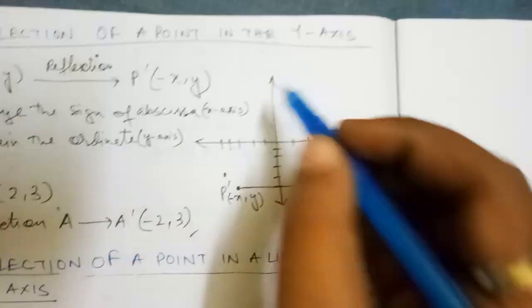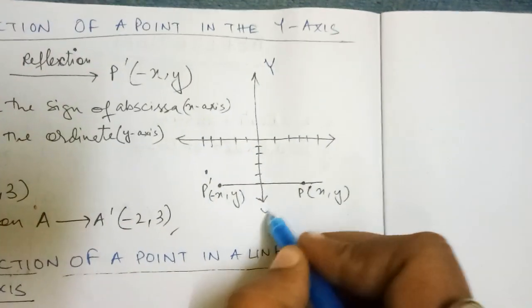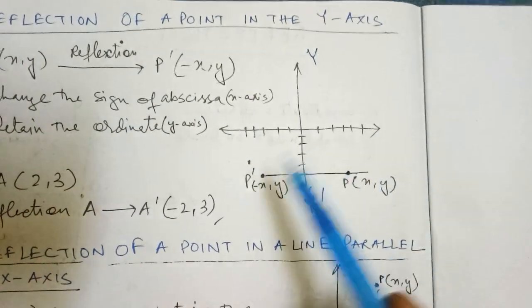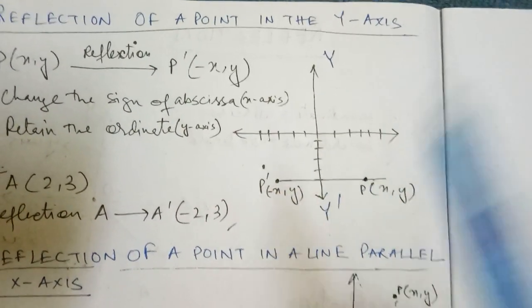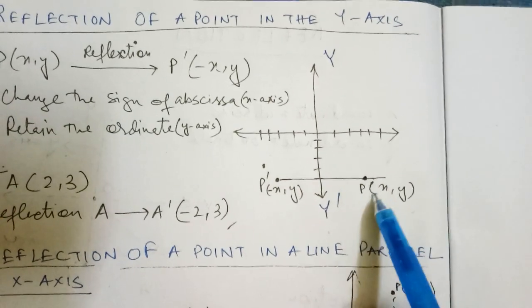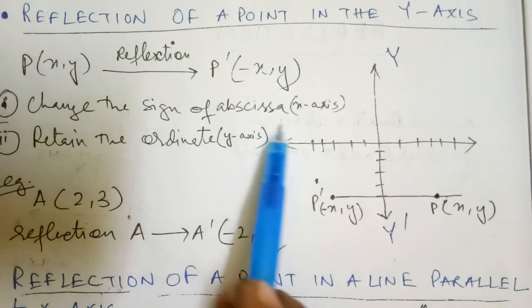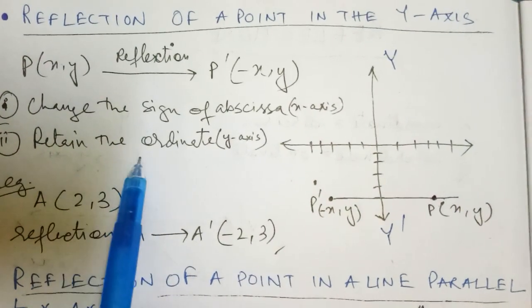Y-axis. Now see, this is y and this is y dash. If the point is coming in the y-axis, what will be the reflection of y? P will be P dash. Then here what I've written: change the sign of the abscissa and retain the ordinate.